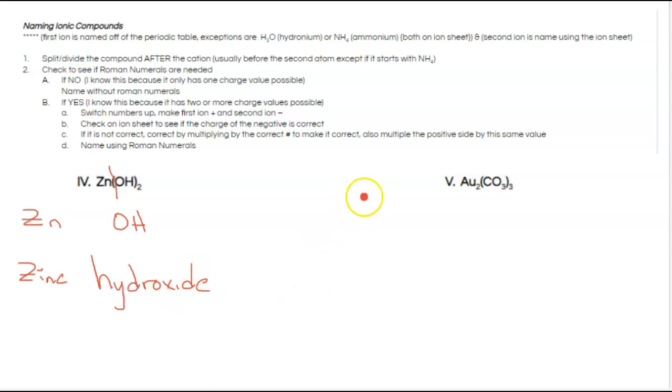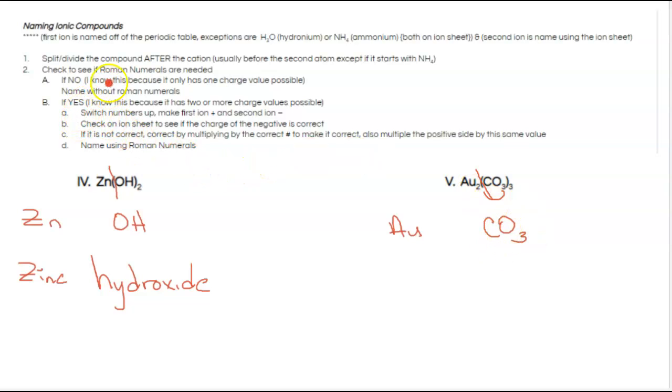Okay, one last practice. Well, two more practices. Split it and separate it out. I've got Au, which is gold. Au, come back here with my gold watch. And then I've got CO3 as my second ion right here. So I write that here.